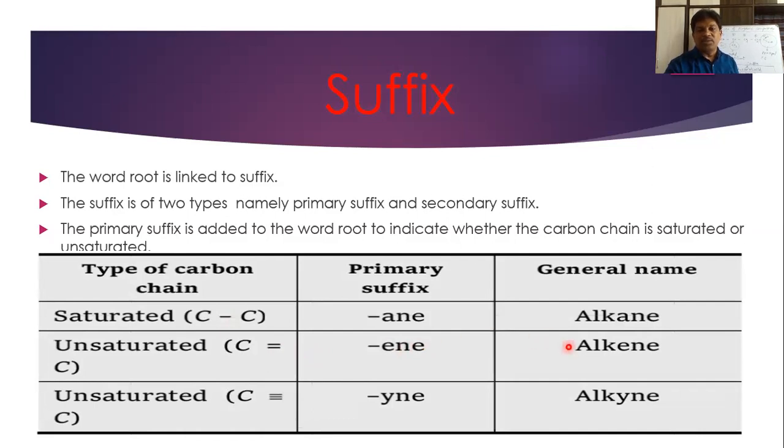And example for this is what? Alkene. In alkene compounds, ene represents what? Primary suffix. Alk indicates what? Root word or word root. And another type of unsaturated compounds may contain what? C triple bond C. Here between the carbon in the three bonds, three covalent bonds, one bond only is sigma bond, and the remaining two bonds act as what? Pi bonds. One sigma and two pi bonds here.